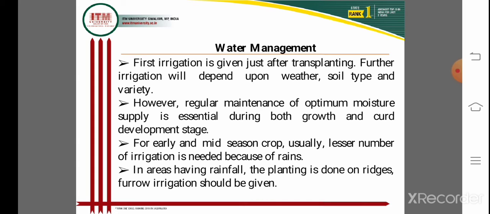For early and mid-season crops, usually a lesser number of irrigations is needed because of the rainy season, so there is no need for irrigation at the time of the rainy season. In areas of heavy rainfall, where planting is done on ridges and furrows, irrigation should be given in the furrows during the rainy season. So it's very important to avoid water logging, and the drainage system should be proper for the field crops.